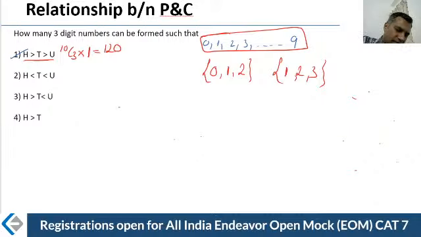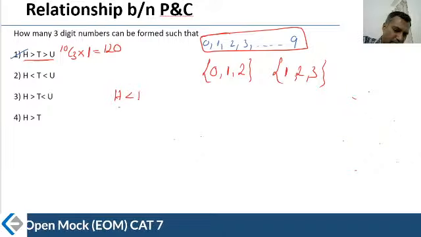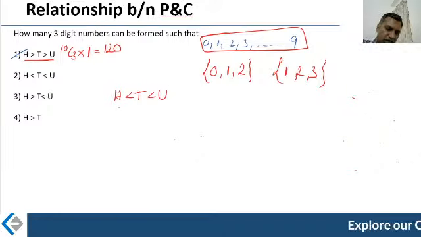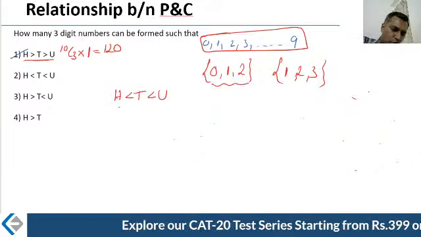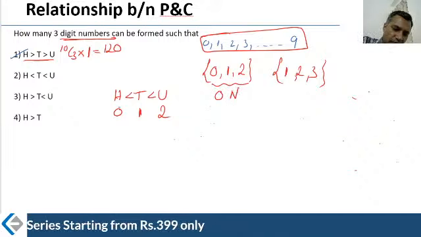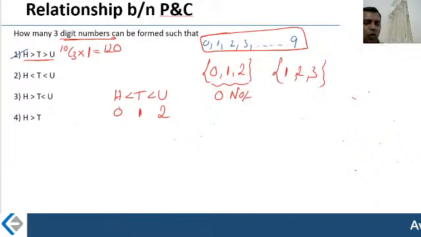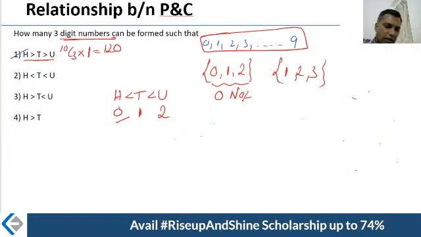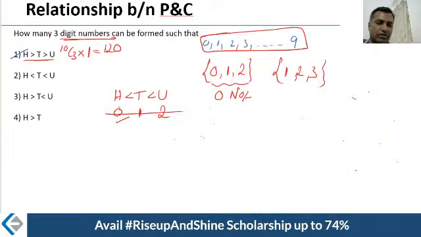So what is the test here, guys? The hundreds place should be less than the tens place, less than the units place. When I'm trying to arrange 0 1 2, 0 comes here, 1 comes here, and 2 comes here. If I write this, will it become a 3-digit number? No, it does not become a 3-digit number, which means I got 0 numbers here. When I wrote 0 1 2, 0 came and sat here, so I am not forming a valid number.